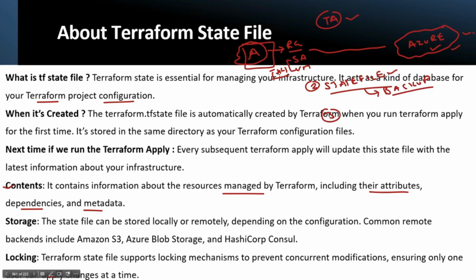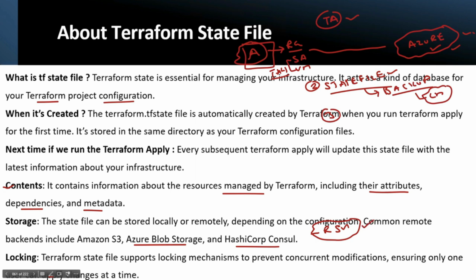Storage: the state file can be stored locally or remotely, depending on the configuration. Common remote state backends include Amazon S3, Azure Blob Storage, and HashiCorp Consul. By default, the state file is stored on our local machine from where we are running our code. But apart from that, we have other options, such as remote state management, where we can store our state file in remote storage. We have a dedicated video to discuss this.